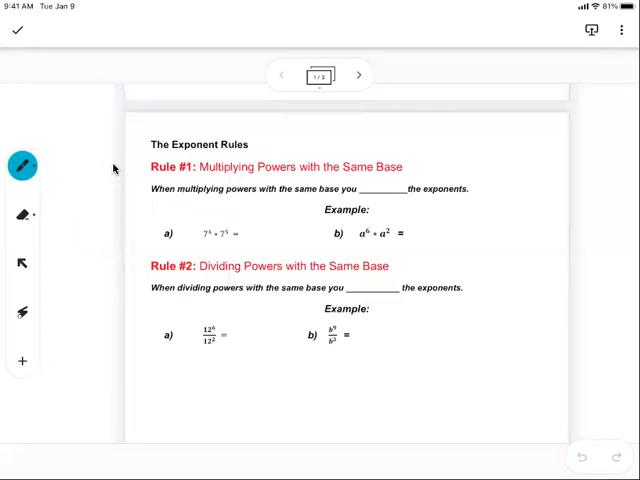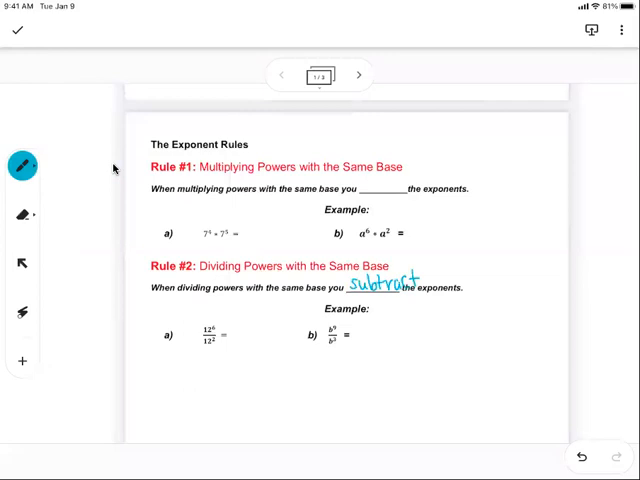All right, so when dividing powers with the same base, you do the opposite of when you're multiplying them. So when you're multiplying, you add the exponents. When you're dividing, you subtract the exponents. Okay, so in that blank there, you should put subtract.